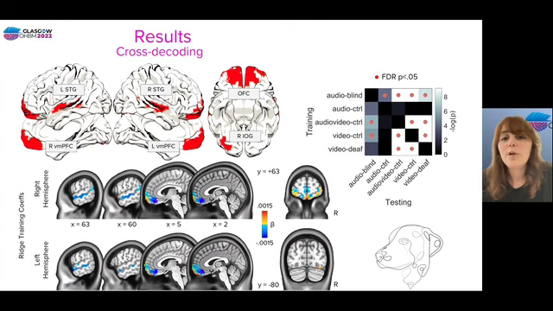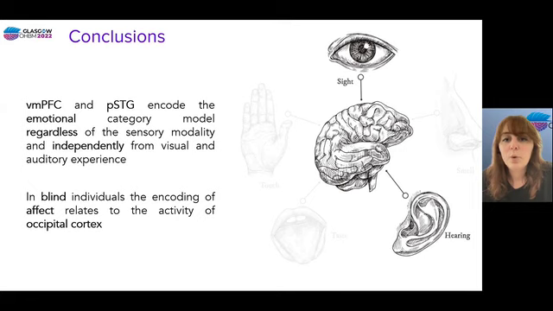And so, to conclude, we found that two regions are actually involved in the emotional experience, regardless of the sensory modality through which this is conveyed, and also independently from the sensory experience of individuals. And interestingly, we also found that in congenitally sight-deprived subjects, the occipital cortex has a role in the emotional trace. So this suggests a reorganization of this area.